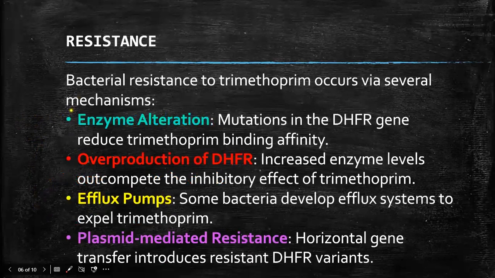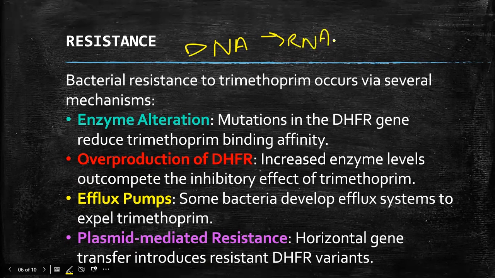Next is resistance. We will look at how bacteria develop resistance against the antibiotic trimethoprim. First is enzyme alteration. As we have discussed, trimethoprim acts on the dihydrofolate reductase enzyme. Basically, the enzyme is synthesized from DNA. DNA makes RNA, that is the transcription process, DNA makes messenger RNA. And from the messenger RNA, you will see synthesis of proteins. And an enzyme itself is a protein.